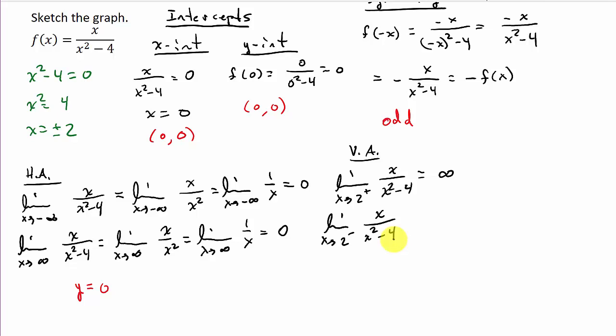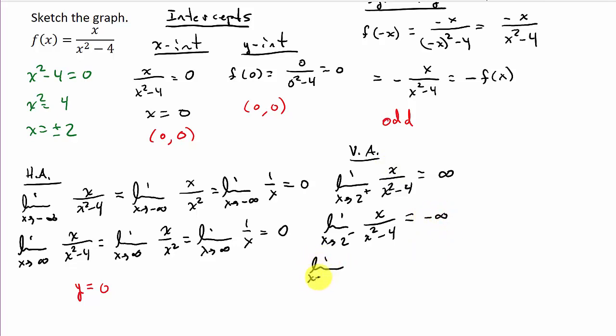So as I'm coming into 2 from the right, and then I'm going to come into 2 from the left, I need to know where the graph's going. That's why I'm doing it. Okay? And the same thinking as the first part, I'm putting in numbers like 1.9, 1.999, and you can see the denominator is going to get smaller and smaller, but it's going to be negative. And the numerator is going to pretty much be 2, so this is going to negative infinity.